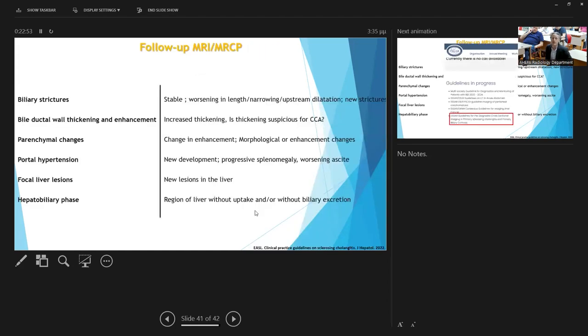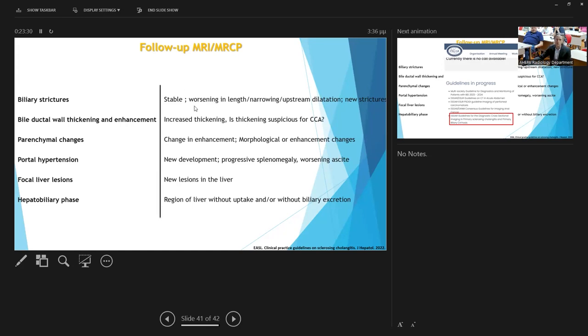Since primary sclerosing cholangitis is a disease characterized by a long history of remission and relapse, the patient deserves a long follow-up study, which must be done again through MRI because the patients are really young. What we have to write in the follow-up study is more or less the same things. First, the bile duct strictures, because they can be stable or they can worsen a lot over time. They can increase in number. They can cause upstream dilatation.